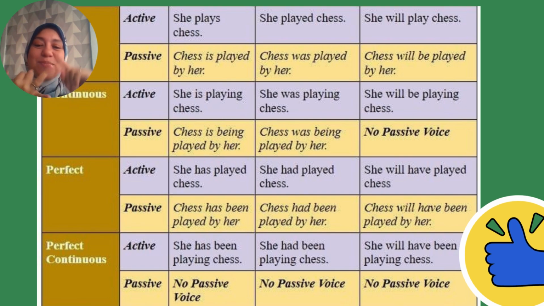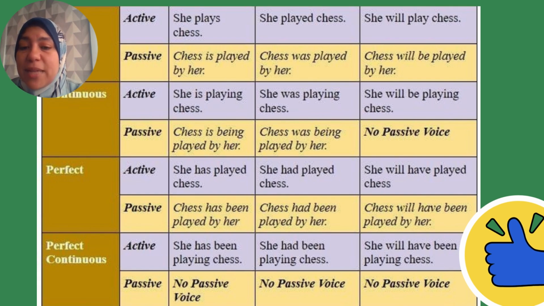In continuous, imperfect, and perfect continuous. Okay, what about continuous here? Continuous like she is playing chess. Chess is being played by her. Being played here is the same way as is playing. Okay, chess was being played by her. No passive voice for this form. She will be playing, for future continuous.